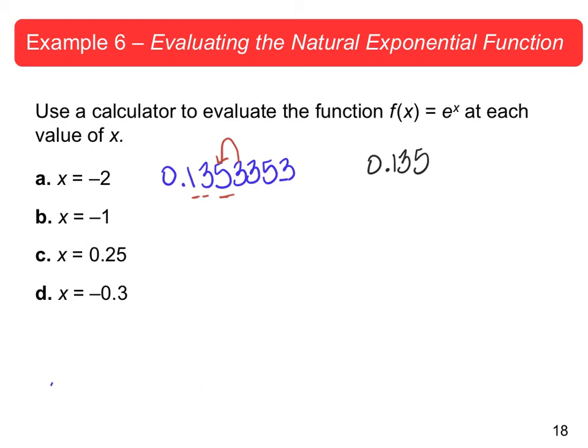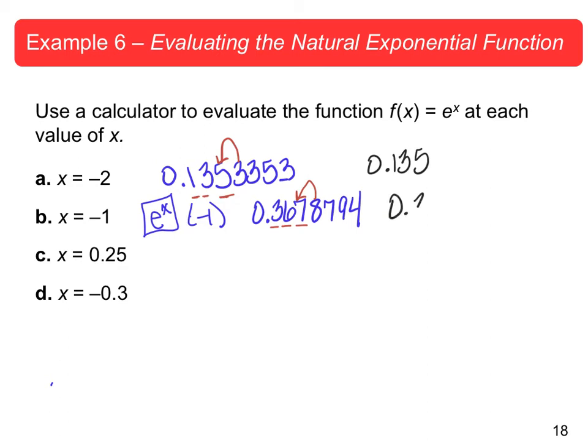Now we're going to do e to the -1. Our keystrokes are e to the x, or you can do e caret, and -1. Get in the habit of putting -1 in parentheses. You're going to be better off later. When I do that, I get 0.3678794. Again I'm going to round to 3 decimal spots. The 8 tells the 7 to go up. If it's 5 or greater, I go up. So I have 0.368.